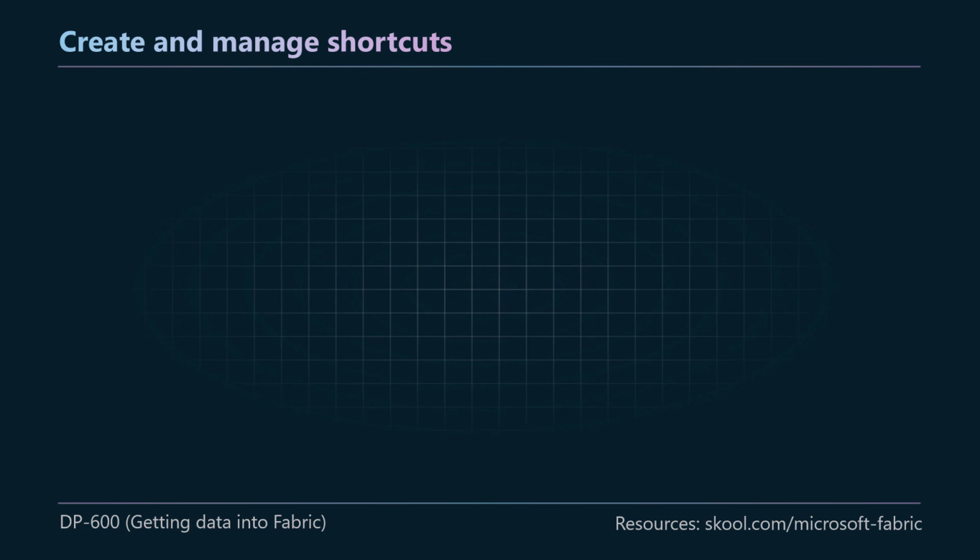Okay, so the other method that we can use to bring data into Fabric, or at least make data accessible from within Fabric, is the shortcut. And we've talked quite a lot about shortcuts on this channel so far. So what we're going to be doing is just a bit of a review of what's possible with a shortcut and some of the things that you need to bear in mind for the exam.